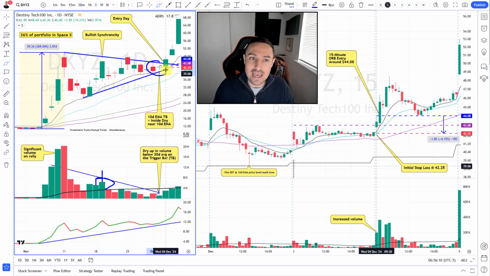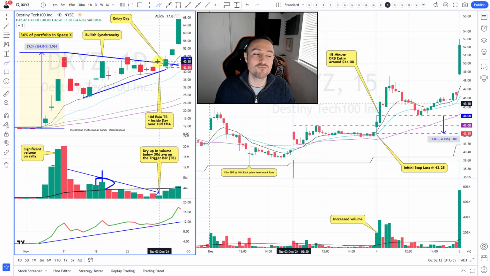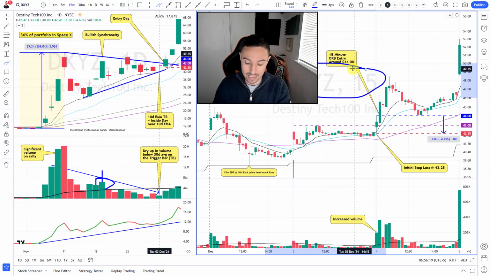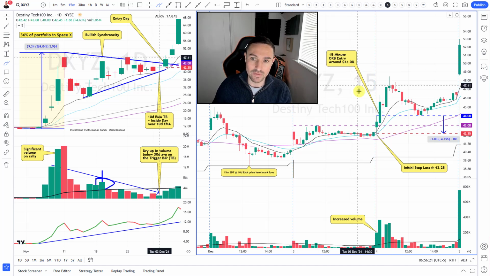But that there is a ridiculously good setup. Ridiculously good setup on the daily chart. Now if we transition across to the right hand side, this is the 15-minute time frame. Okay, so let me just give you a quick overview of what you're looking at here.